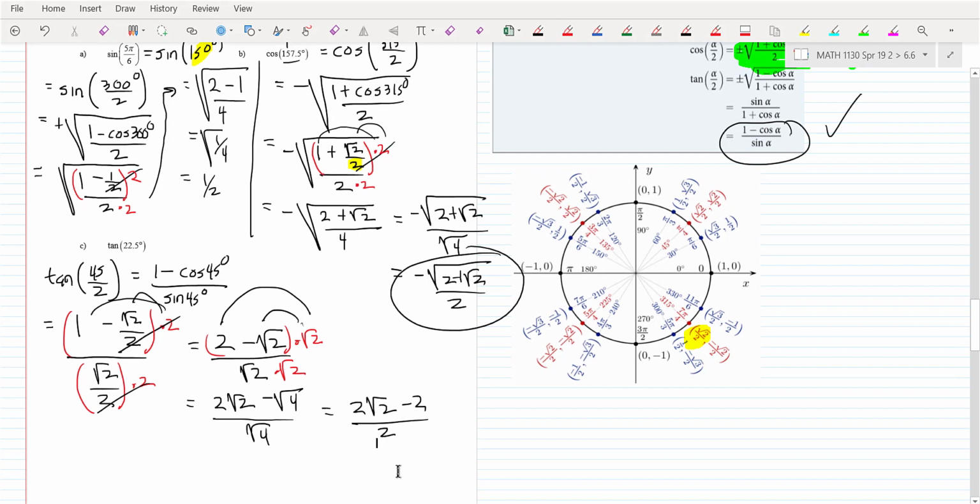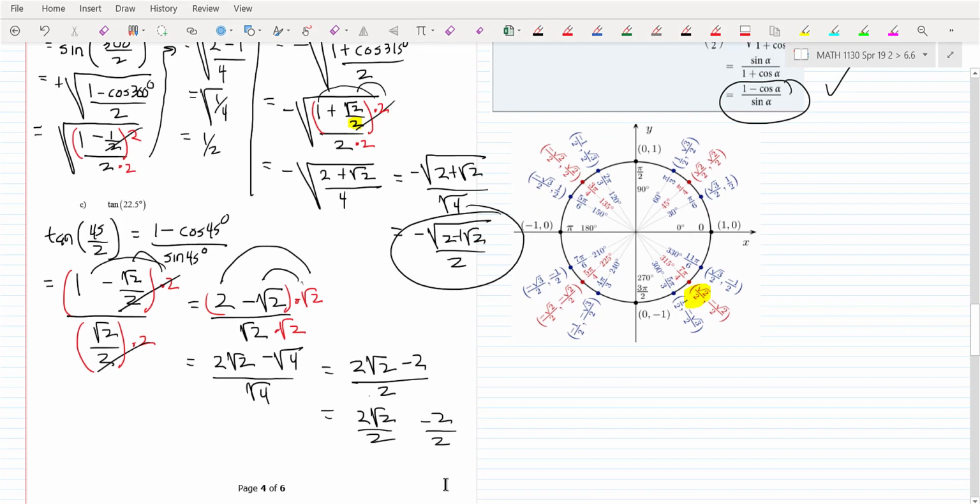And then you can just split it up. You can do it in your head, but you're really just doing 2 root 2 over 2 minus 2 over 2, and that would end up giving you an answer of square root of 2 minus 1, like that. So that's the exact answer to the tangent of 22.5. So identities can be used to find more precise values of other angles, okay?